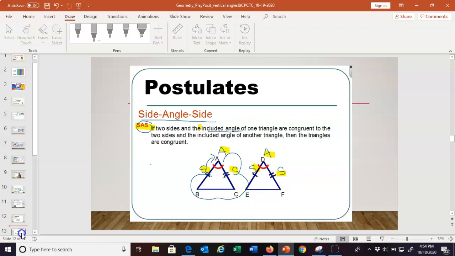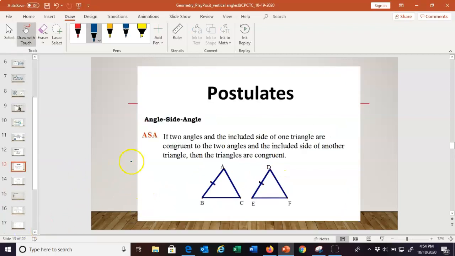So let's see the next one. The next one is ASA, angle, side, angle. So we're going to add some markings to this picture to make it work. Look, angle marked, side marked, angle marked. Angle, side, angle. There's our example of ASA.